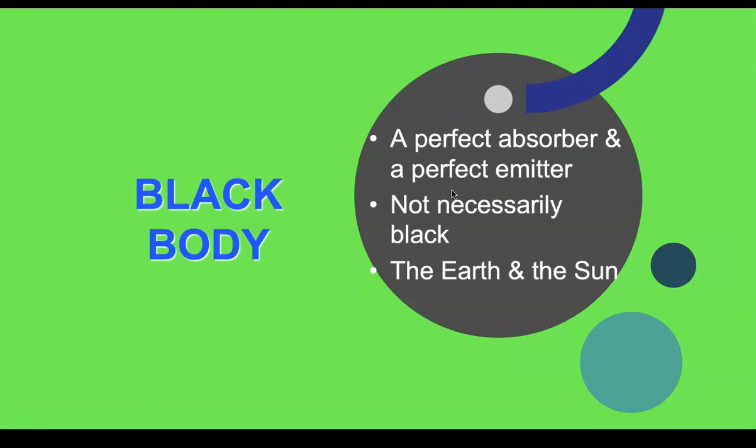Because what we want to talk about is this idea, black body, okay? A black body is a perfect absorber and a perfect emitter. And it doesn't necessarily have to be black. All right. The Earth and the Sun are black bodies. This word "perfect" here could again have a whole PowerPoint in and of itself. Let's just say you could substitute "really good at" for the word "perfect."